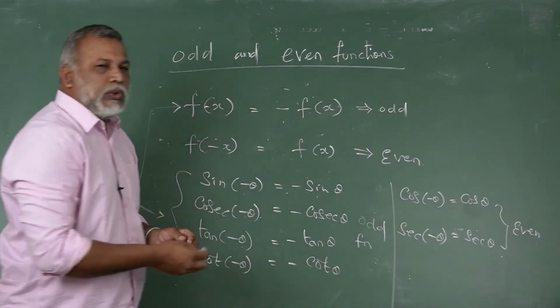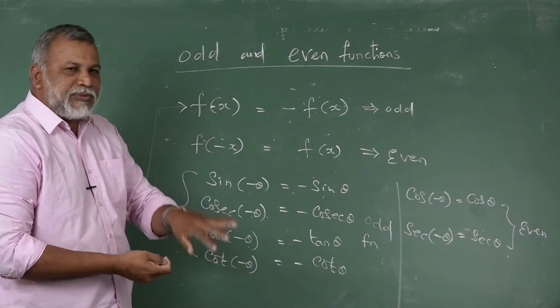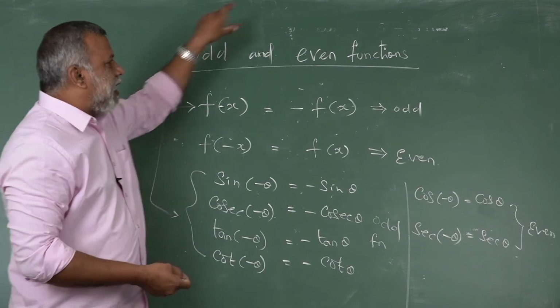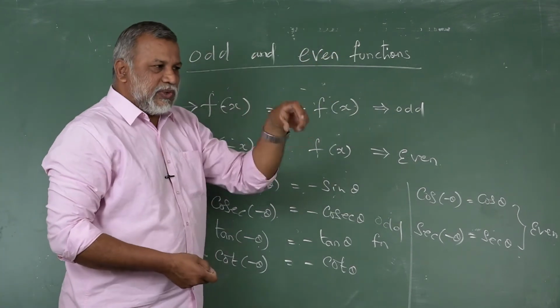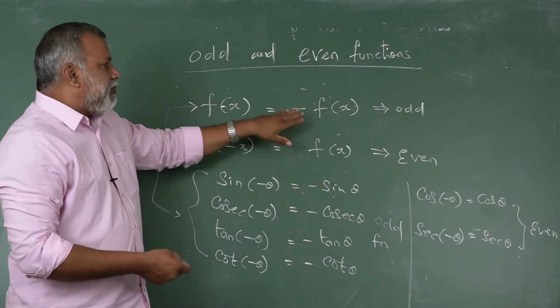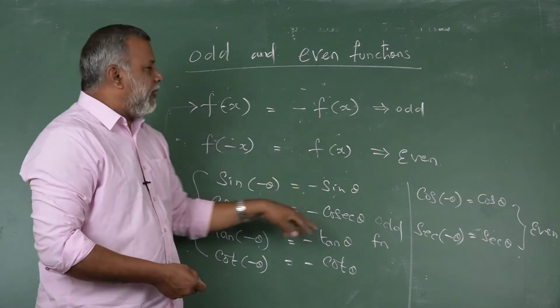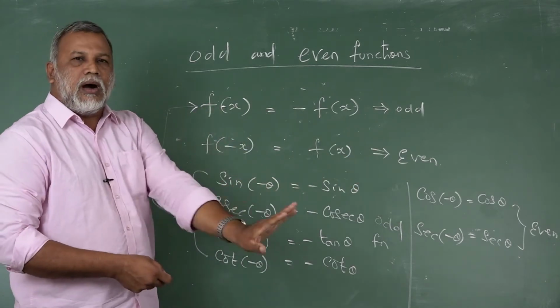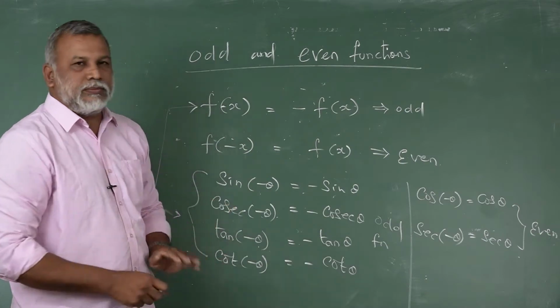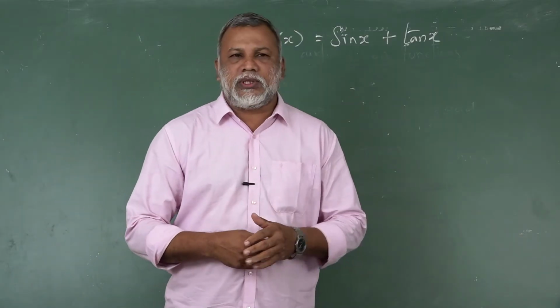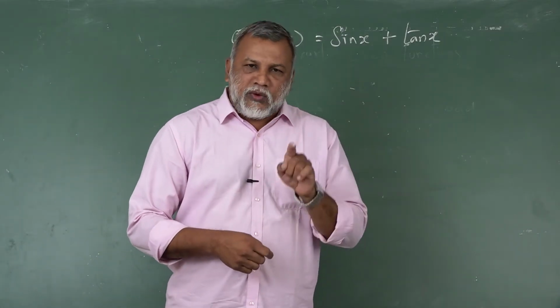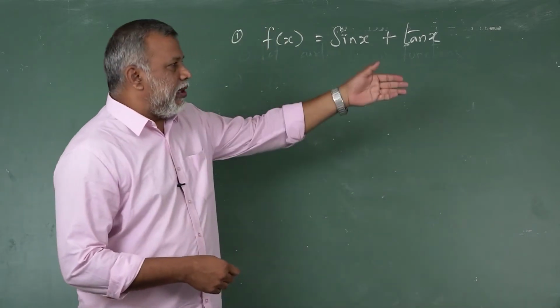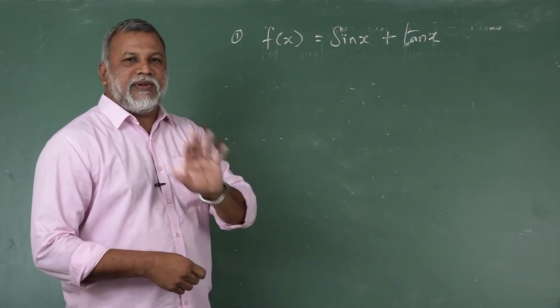So now we are going to discuss some problems based on odd functions and even functions. Just once again recall the definition: observes the negative means even, emits the negative means odd. That is your conclusion. Now we are going to discuss some problems based on odd and even functions.